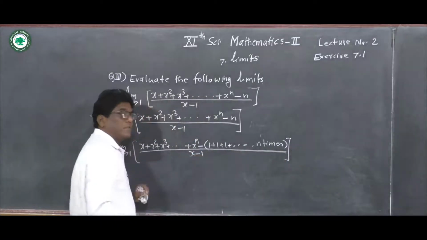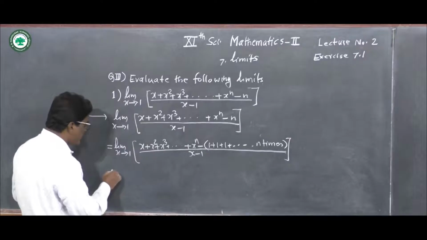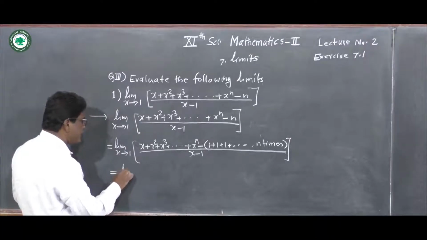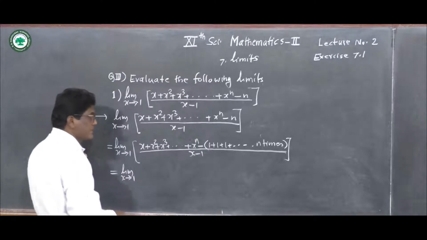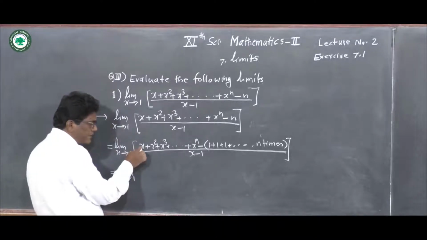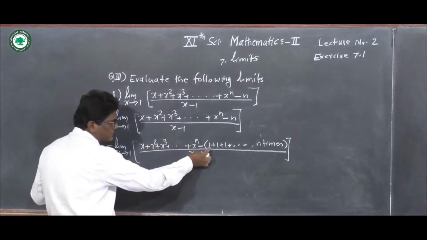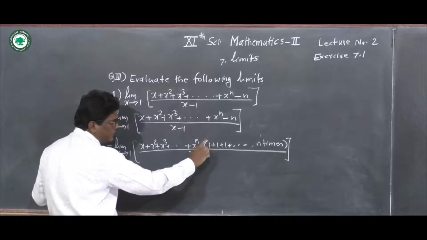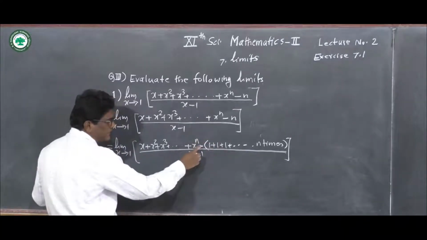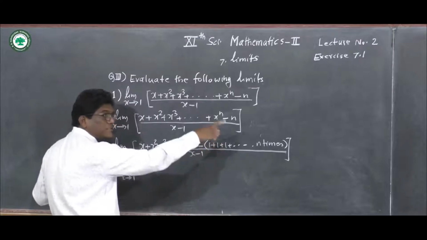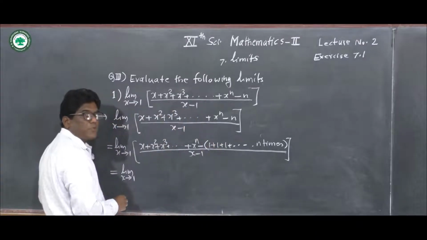Divided by x minus 1. So it is equal to the limit as x tends to 1. Now we take this x and this 1 minus 1. We multiply by a minus sign inside the bracket. Then it is minus 1 minus 1 minus 1, and so on n times, minus 1.